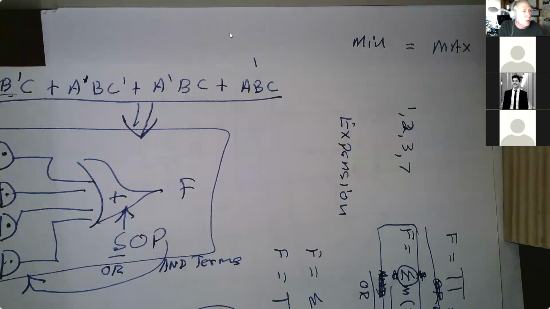I'm gonna stop sharing that. Let me give you a chance to ask questions, and then we'll quit. So, sir, your minimum terms will always provide an OR gate at the end, while your maximum terms will always provide an AND gate at the end? That's right.